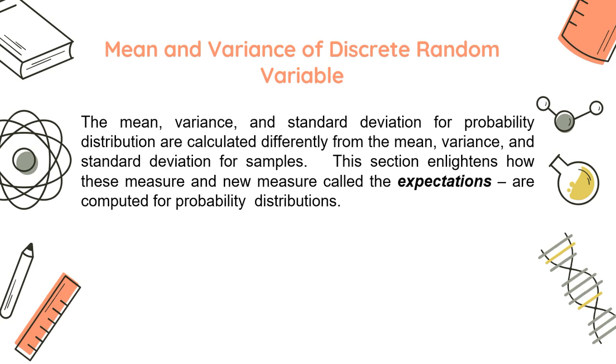The mean, variance, and standard deviation for probability distribution are calculated differently from the mean, variance, and standard deviation for samples. This section explains how these measures and a new measure called the expectation are computed for probability distributions.